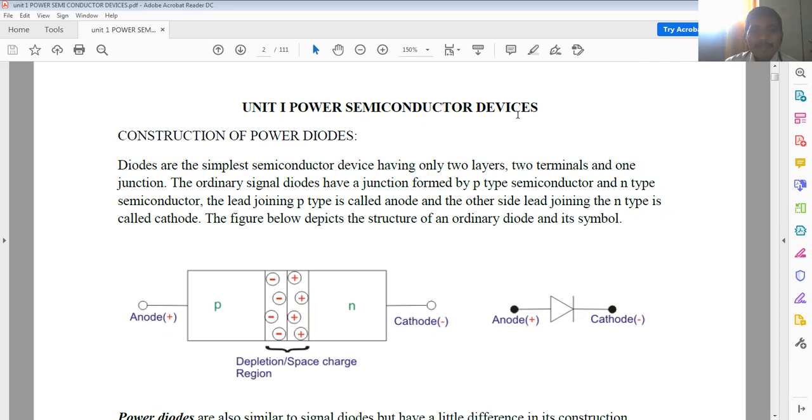There are many types of diodes out there. Power diodes have larger ratings, and a thicker cable has to be connected to them, whereas a normal general purpose diode is a small one. This is the symbol of a diode, with anode and cathode.